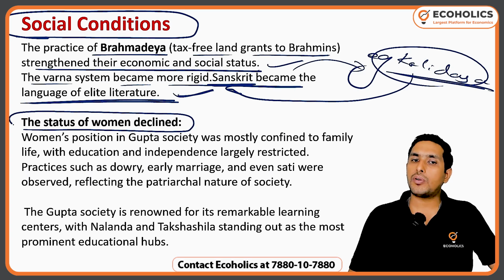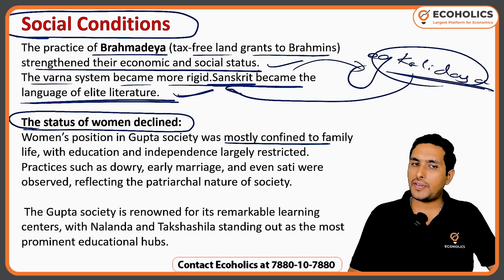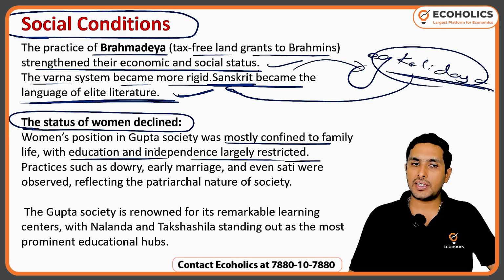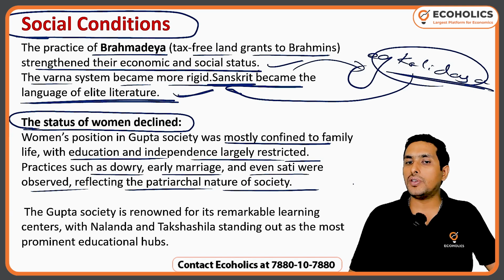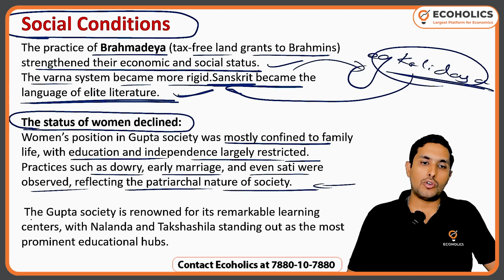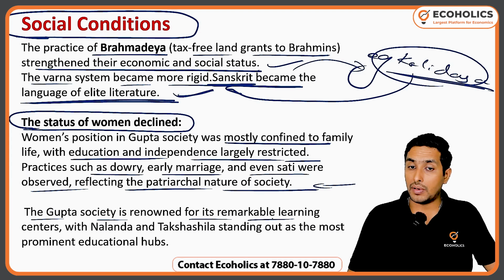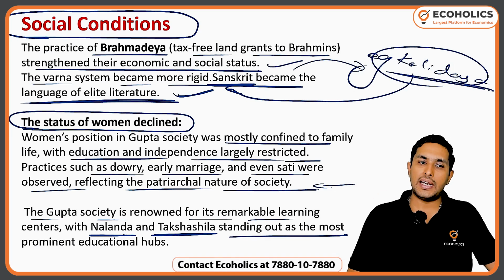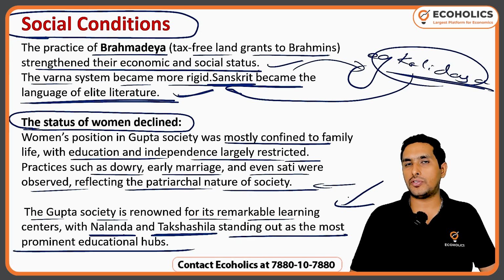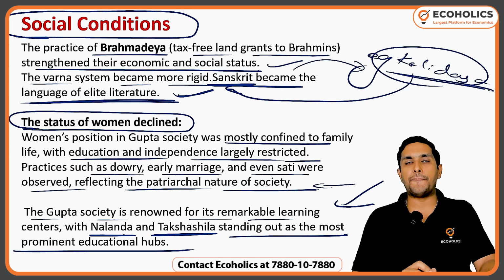Now that's a very important aspect, because they were confined to the families, education was very much restricted, and even dowry, child marriage, and sati were observed in the society, which is very much derogatory. Gupta society, as we call it, saw great learning centers like Nalanda. It was set up by the Guptas themselves, and Takshila, which was there earlier, was also a prominent hub of knowledge. So till the 5th century, I would say Takshila was there.